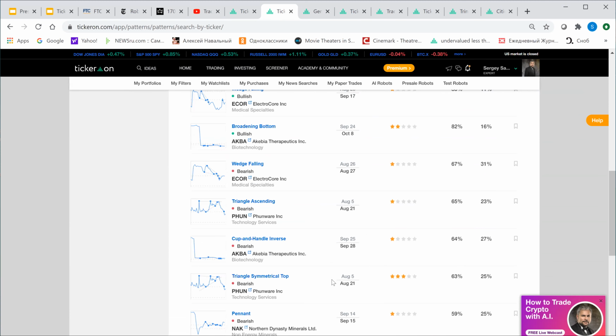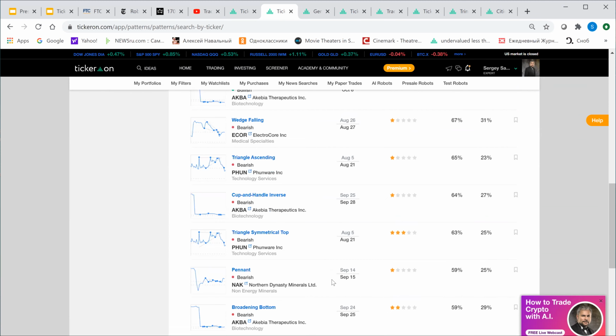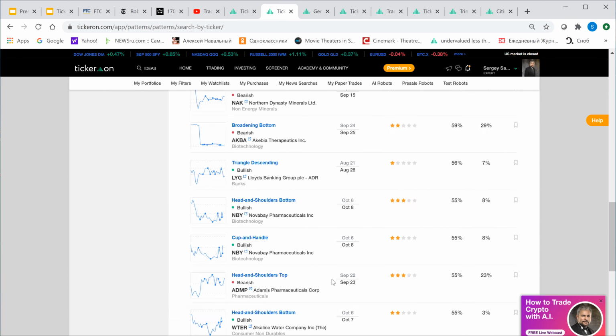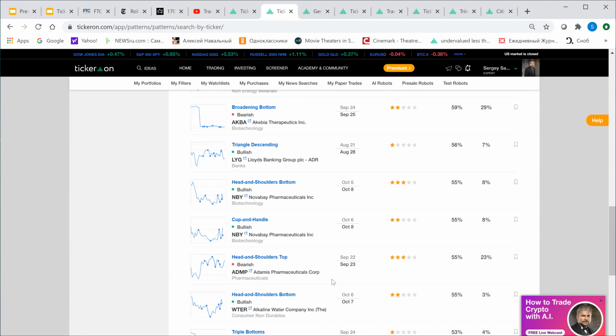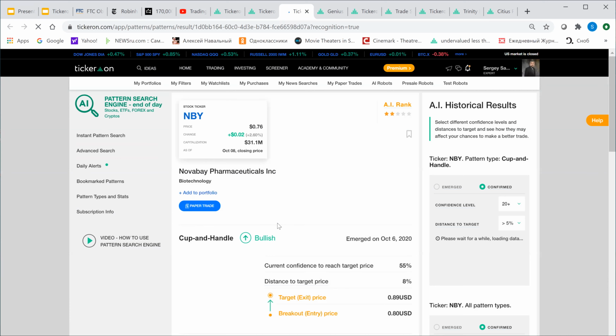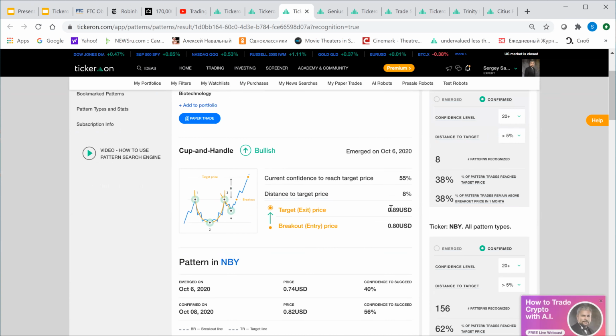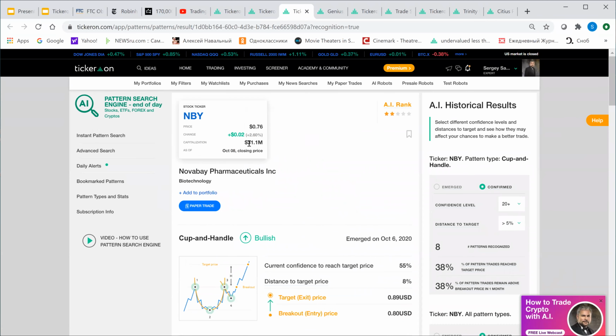What else can we see here of interest? It's a daily pattern. That's where you really want to look. Pharmaceutical, okay. Another cap and handle, October 8th, confirmed. Okay, let's look at that one. Pharmaceutical, you can make 8%. That's what the prediction says. 31 million. It's a real penny stock, NBY.